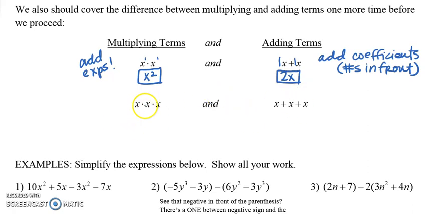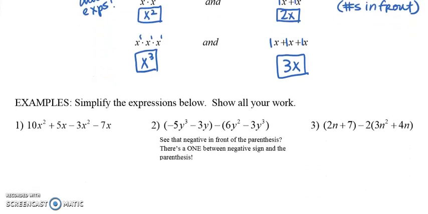So if we look at this next problem here, x times x times x, that's x cubed. Add those exponents. X plus x plus x, if we've got a spoon and a spoon and a spoon, we have 3 spoons. We're adding those coefficients here at the front. Okay, so be very careful. When you're multiplying, you add exponents. When you're adding or subtracting like terms, then you have to add their coefficients.